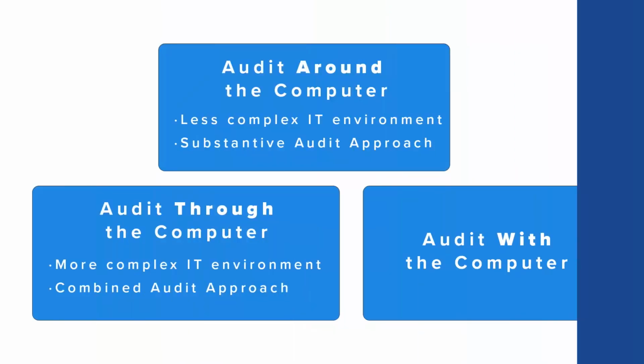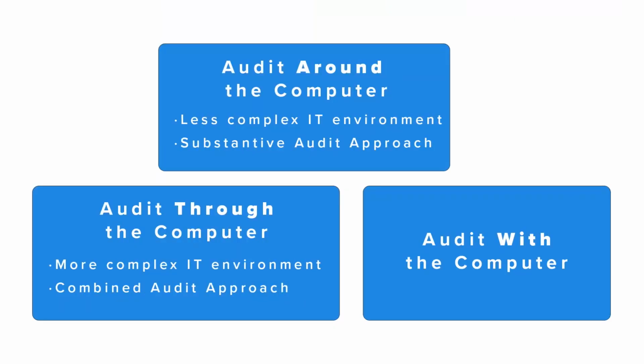This is called the combined approach because we're looking at both TOC, test of controls, and substantive testing. Auditing with the computer can be used in either of the other two, around or through. In this case, we're going to use something called CAATs, which are computer-assisted audit techniques, which we'll talk about in a different section. And you may also use something called GAS, G-A-S, which is generalized audit software, in order to perform things like data analytics.